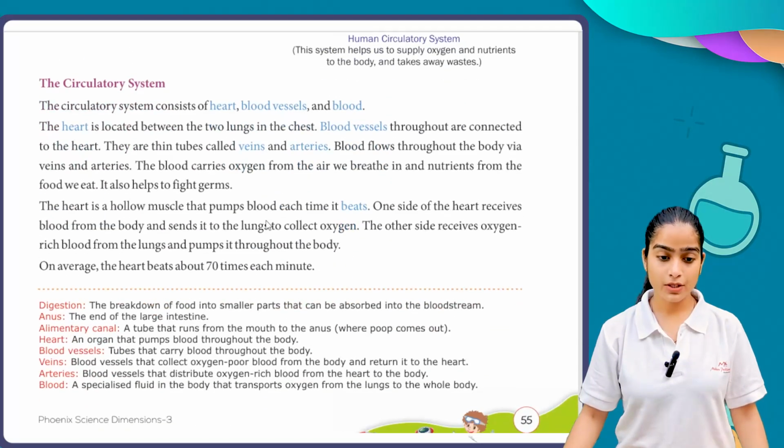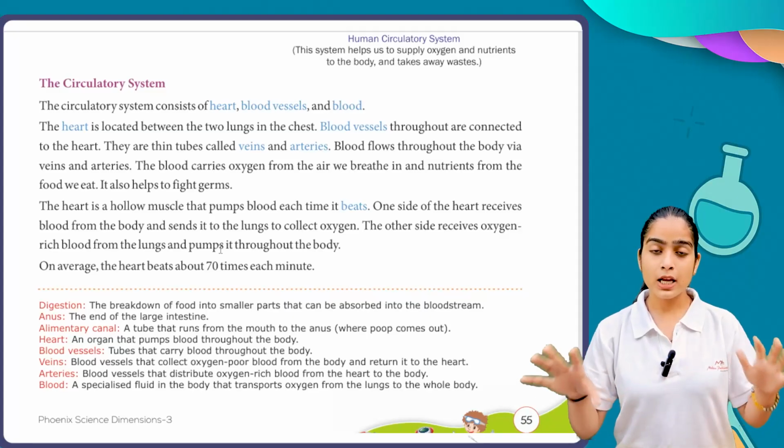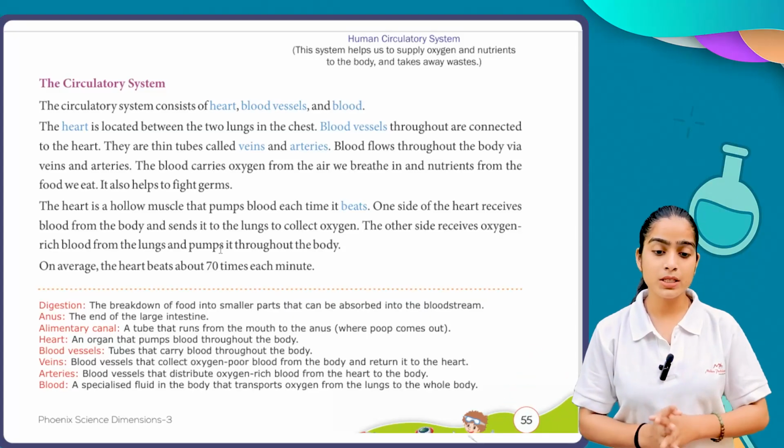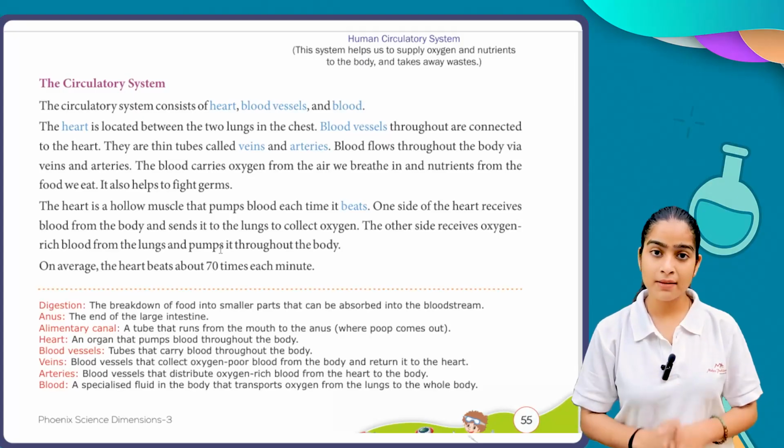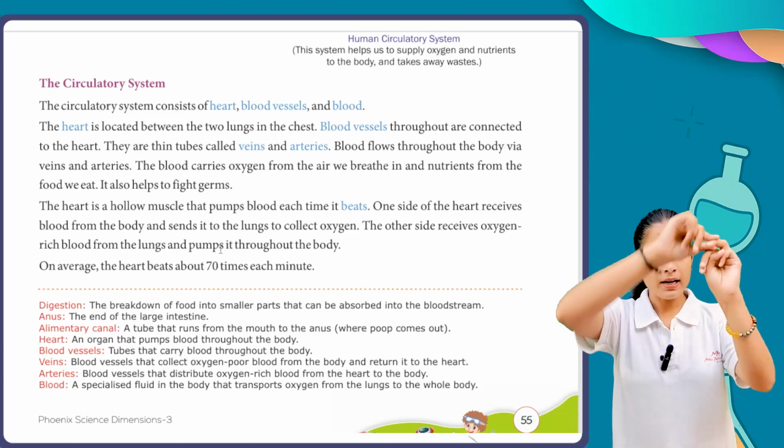After this we have the circulatory system. Circulatory system means you have blood which proceeds in your body. So the circulatory system consists of heart, blood vessels, and blood. So we have three things in our circulatory system: heart, blood, and blood vessels.